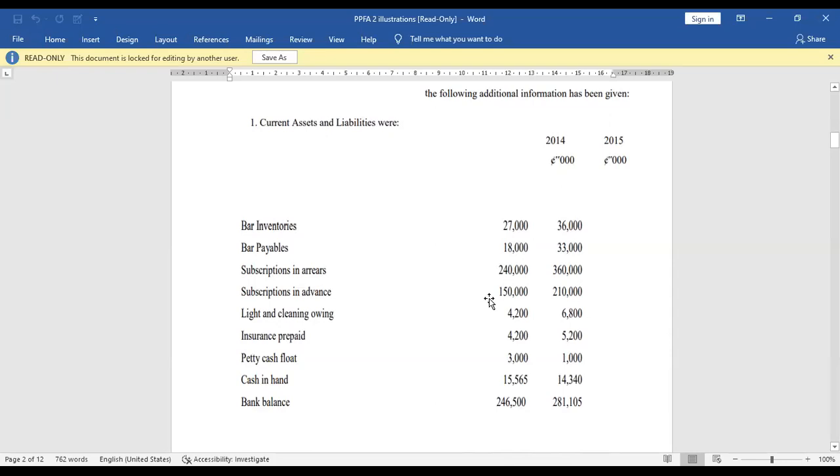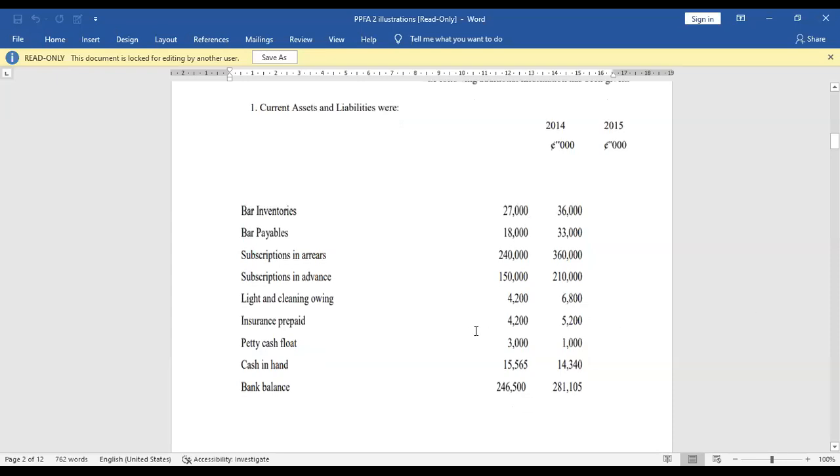Now, bar inventories. We have purchases, right? So this is 27,000 as at 2014. Closing inventory of last year is the opening inventory for the current period. So this 27,000, the closing inventory for 2014, is now the opening inventory for 2015. That's why it is used as opening inventory. Okay, so add purchases.